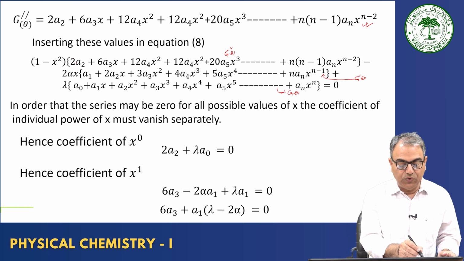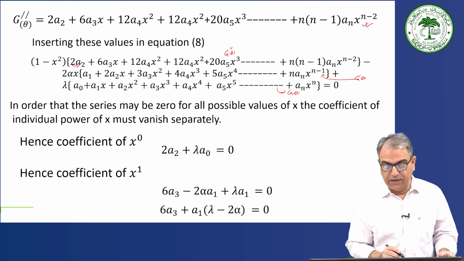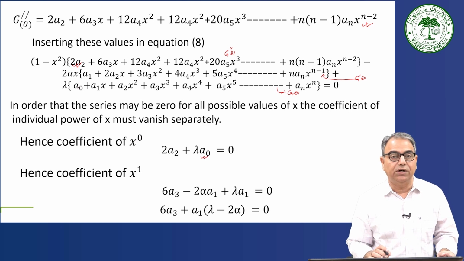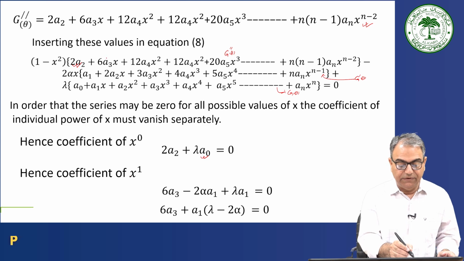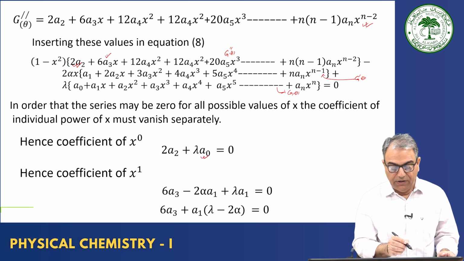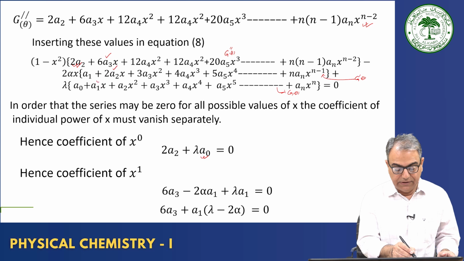So the first term will be 2a2, because if you multiply 2a2 by 1, it will not have any x. Okay, and then you will have another lambda a0. So x raised to the power 0 gives you only these two terms. Similarly, coefficients of x raised to the power 1 will be this one, 6a3x, because you will multiply it by this one. Then you have 2 alpha a1x. Then you have lambda a1x. So these three are the coefficients, I will encircle for your convenience.